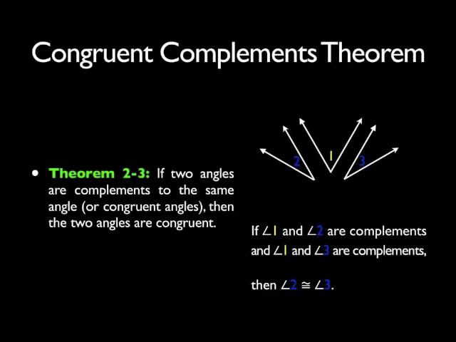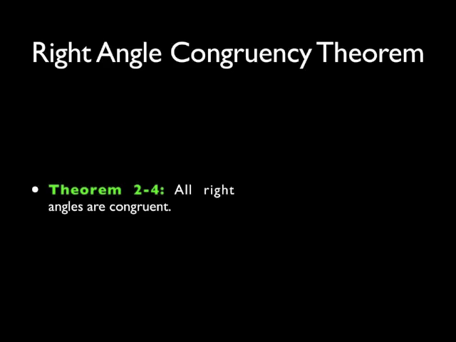You'll prove this pretty much the same way you did the congruent supplements theorem, but instead of the sums of the angle measures being 180, they will be 90, and instead of the definition of supplementary, you'll use the definition of complementary. Our next angle is the right angle congruency theorem.